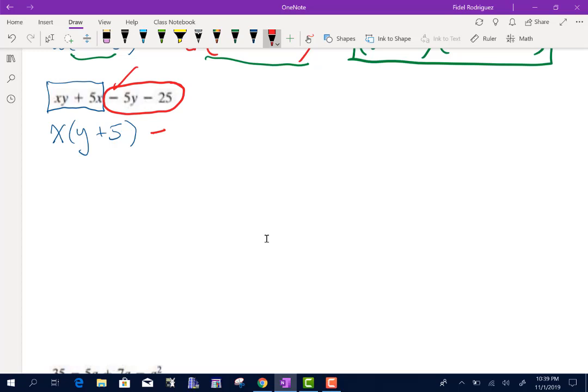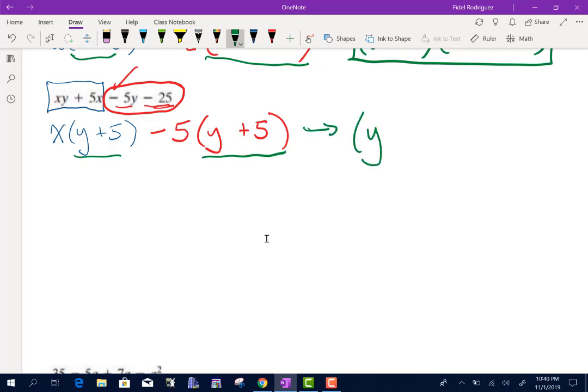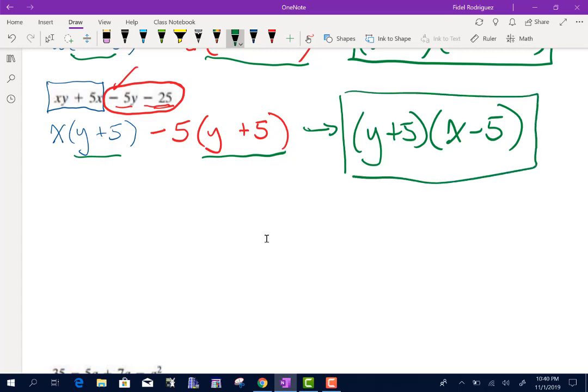Between negative 5y and negative 25, we can take out the number negative 5. So if we take out the negative 5 from here, we're still left with a y. Remember, guys, in essence, we're dividing. A negative 25 divided by a negative 5 is a positive 5, right? Again, they match up. So my common factor is that y plus 5. And then our other factor would be the x minus 5, right?